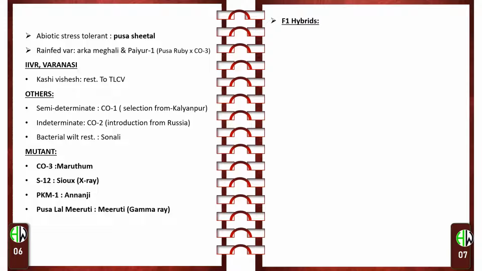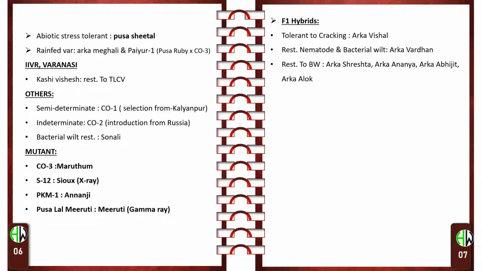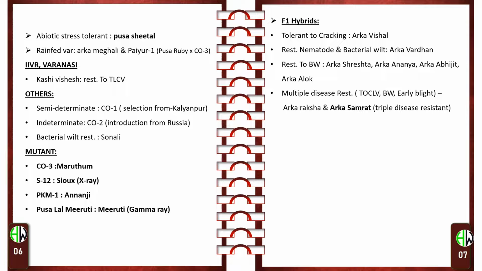F1 hybrids. Tolerant to cracking is Arka Vishal. Resistant to nematode and bacterial wilt is Arka Vardhan. Resistant to bacterial wilt is Arka Shreshta, Arka Ananya, Arka Abhijit, and Arka Alok. Multiple disease resistant varieties are Arka Rakshak and Arka Samrat, also called triple disease resistant.